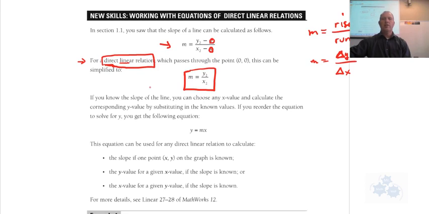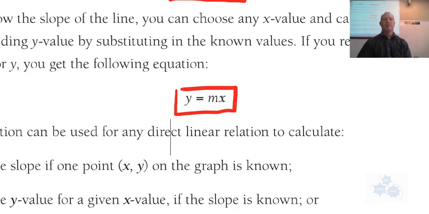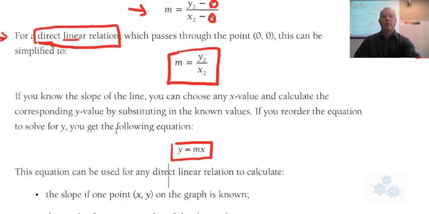All right, if you know the slope of the line, you can choose any x value and calculate the corresponding y value. Well, if you reorder this equation, you get this. This might be a little small, so I'll zoom in a little bit for you. But that is the equation of a direct linear relation. The y value equals the slope times the x value. And every point matches up with this equation. So let me zoom back out a bit here.